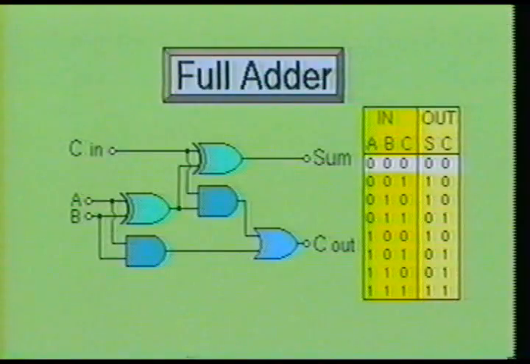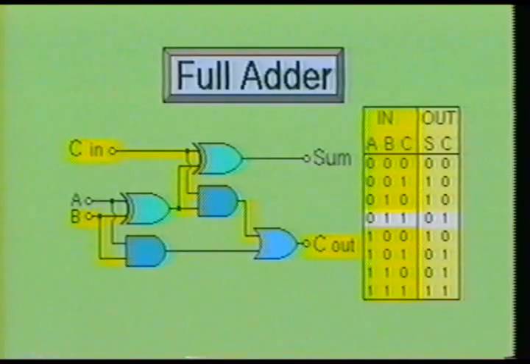As you can see from the truth table, when all three inputs, A, B, and carry in are low, the sum and the carry out outputs will also be low. Now suppose that inputs A and B are kept low and the carry in input is brought to high. This causes the sum output to go high while the carry out output will remain low. Next we have made input A low, input B high, and the carry in low. This also results in the sum being high and the carry out remaining low.